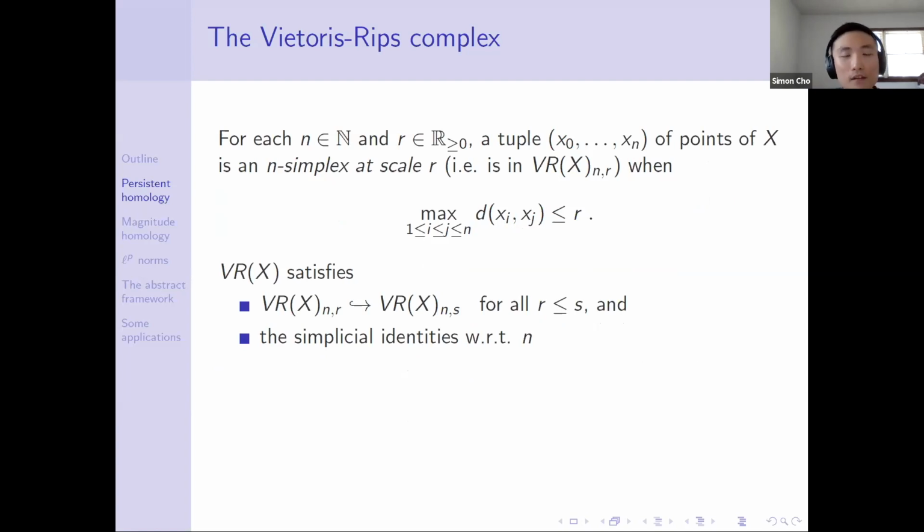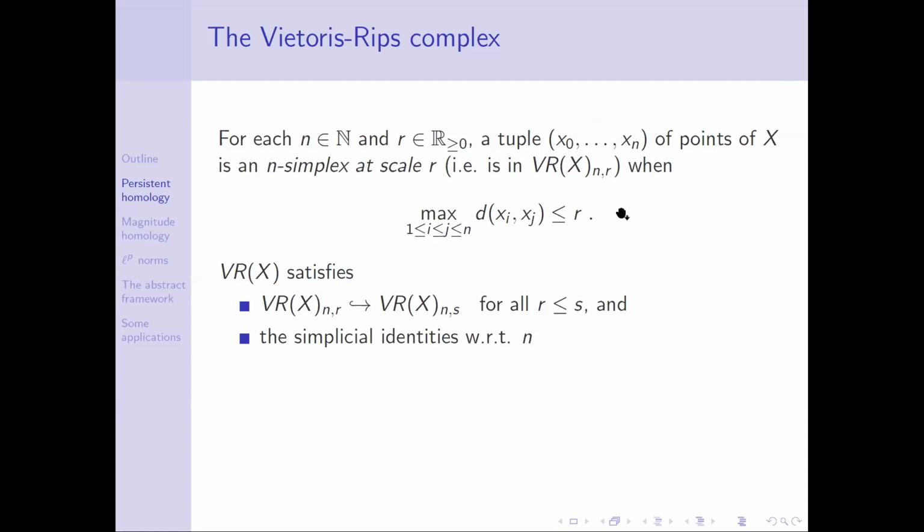And if you have two real numbers r and s, right? Well, if a tuple of points satisfies this condition, right? Can you see me when I use the cursor to point anything? Yeah. Okay. Yes. Great.